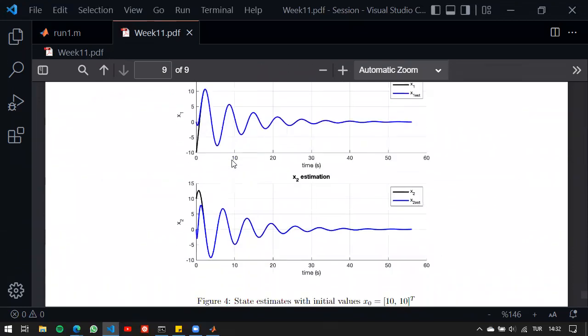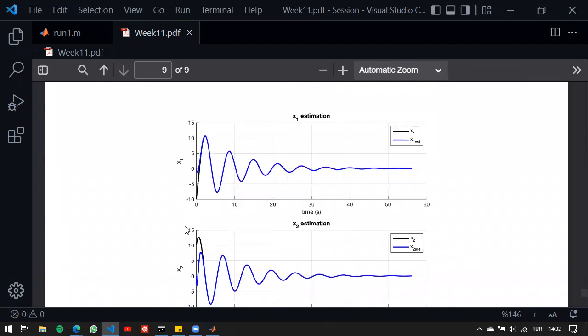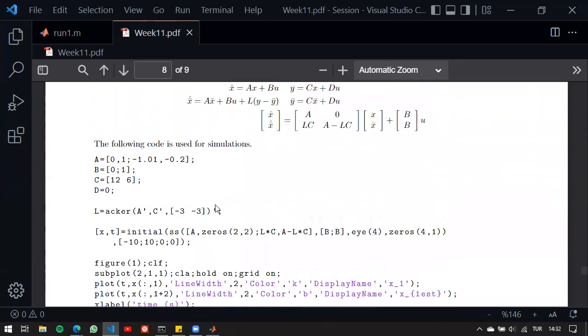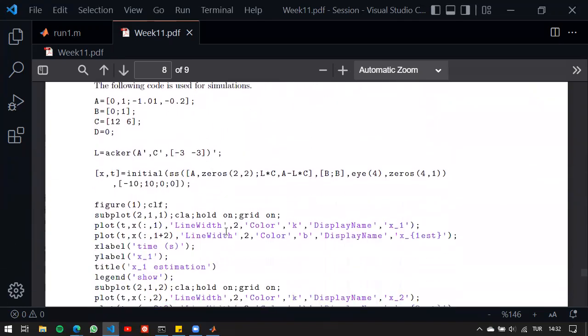Now here I have used -10 and 10 as initial values for the states, and I have the observer, and you can see that after a certain time, it tracks these states. And that time is based on the poles, because these poles will define the speed of my observer.